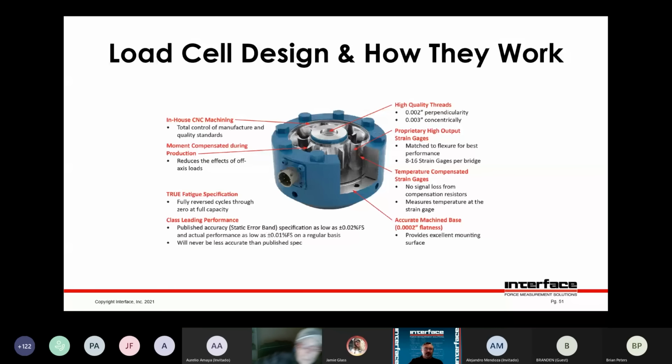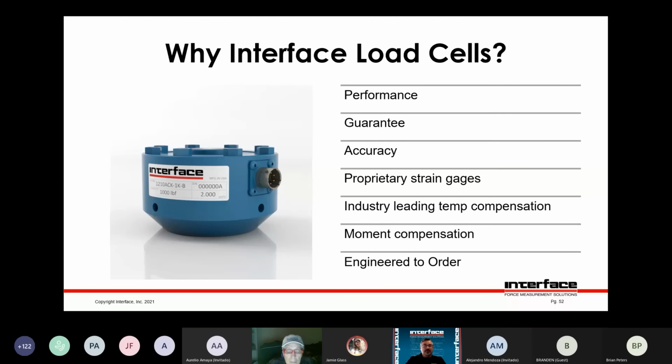This is a cutaway of a load cell showing a low profile load cell, and some of the things that make our load cells unique and allow us to provide the best performance. So to summarize, why Interface load cells? High performance, we guarantee our load cells will outperform our competitors. Very high accuracy, we use our own strain gauges. We have industry leading temperature compensation. We moment compensate each low profile, and we have a wide capability of engineering products to order to specification.